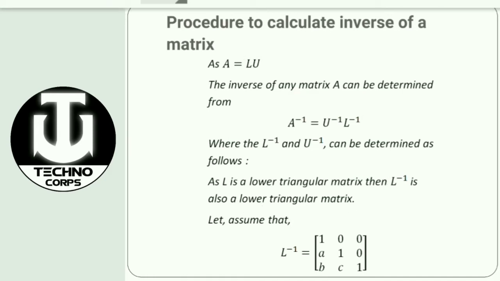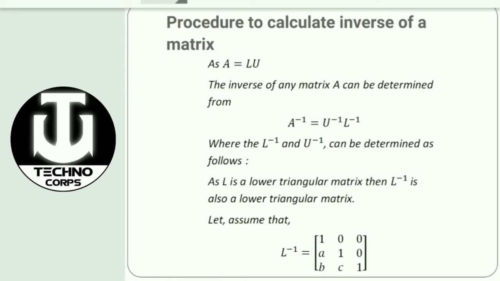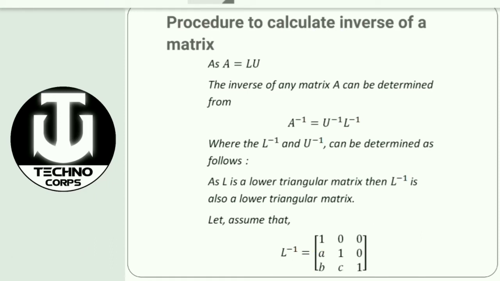Now if L is a lower triangular matrix, then according to the matrix properties, L inverse will also be a lower triangular matrix. So suppose my L inverse matrix is of this format. Because we are going to solve with Doolittle's method, you can see L is a unit lower triangular matrix, all the diagonal elements are of unit magnitude. And suppose the other values are a, b, c, random values.